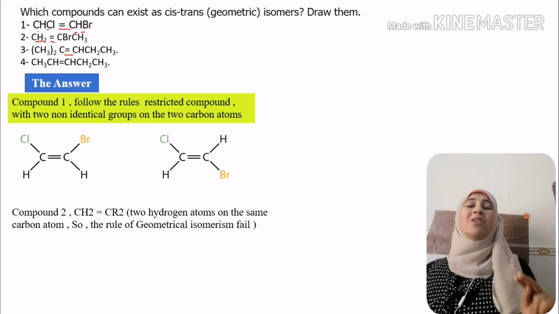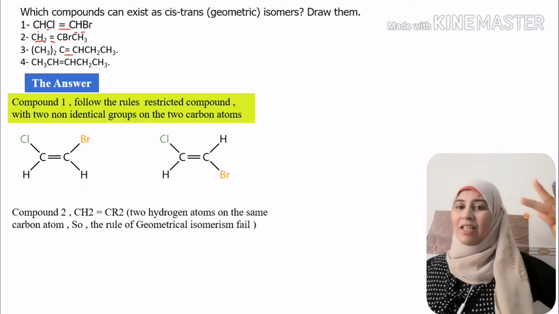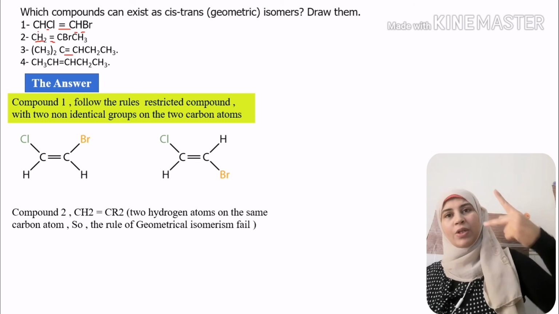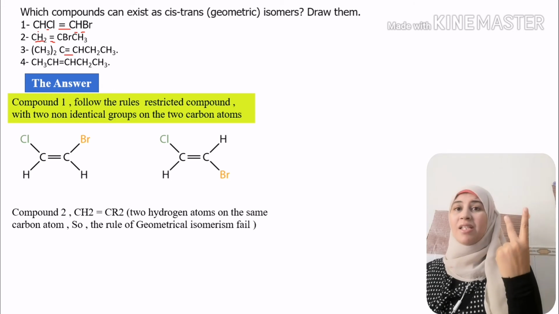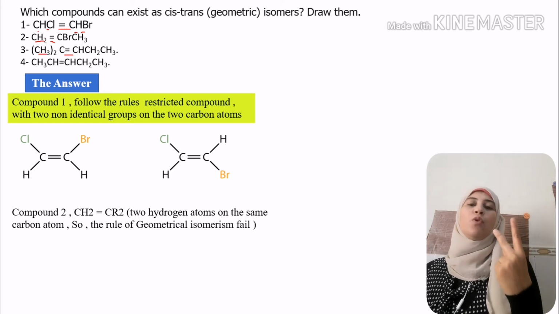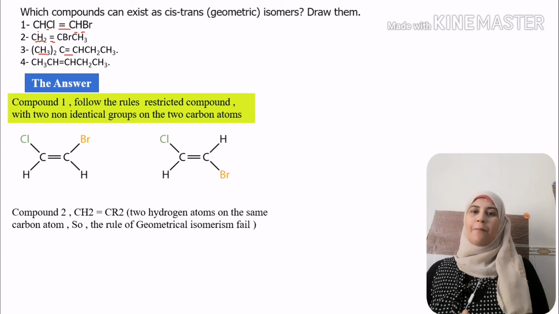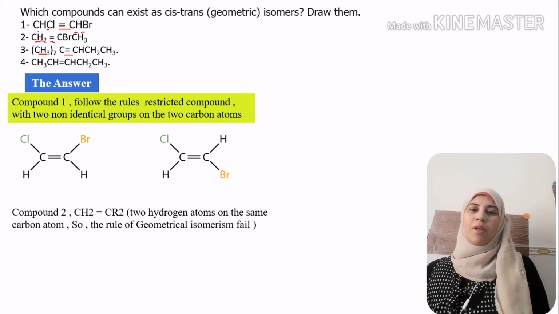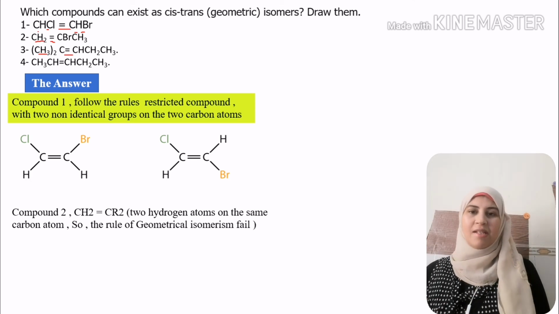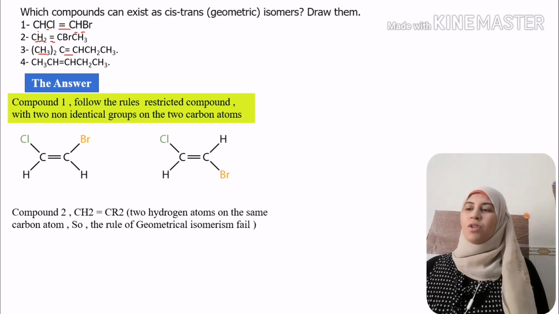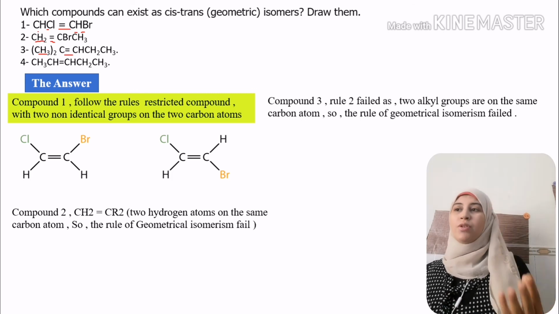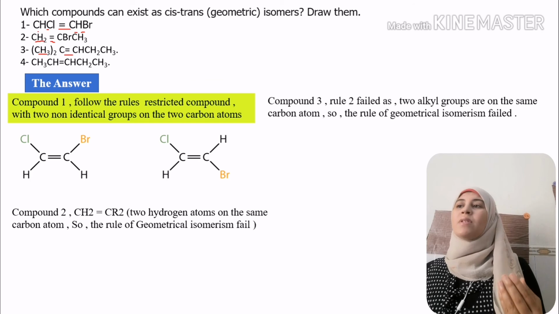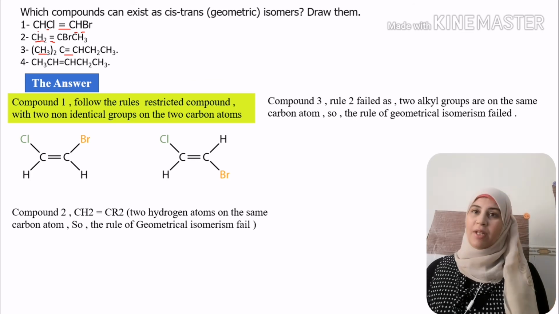Second rule, we must have two non-identical groups attached to the same carbon atom. So we need to have two different groups. In the first carbon atom, we have two identical groups. We have two methyl groups. As we have two methyl groups attached to the same carbon atom, of course, we don't have cis and trans isomerism. So it's our answer. It fails to follow rule 2. The two alkyl groups are on the same carbon atom.